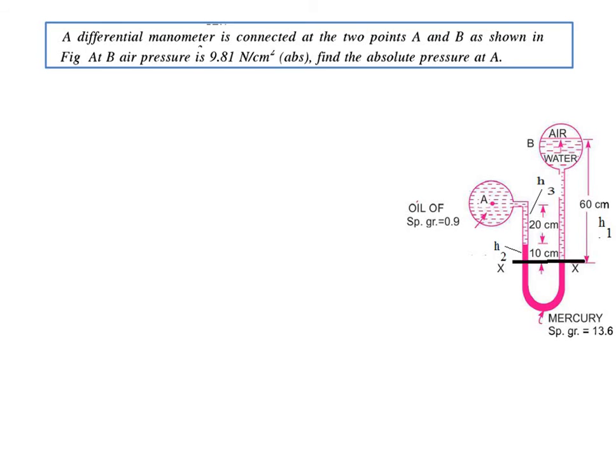Now see this problem. A consists of an oil of specific gravity 0.9. B consists of water, but in that container again it consists of air above half level. So what is the effect of air here? Since it is atmospheric pressure, I think no pressure difference will occur. So at point B, the pressure is 9.81 Newton per centimeter square.